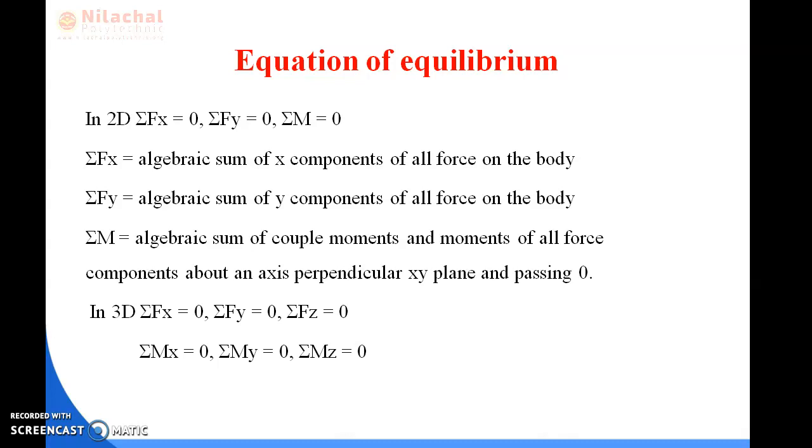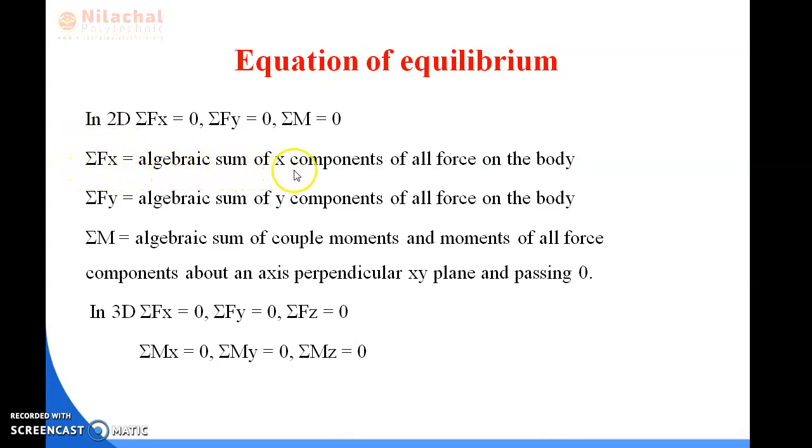In the two-dimensional situation, your equation of equilibrium is designated as: the summation of the force along the x-axis equal to 0, then the summation of the force along the y-axis equal to 0, and the third one is the summation of the moment in the x-y plane equal to 0. So there are three equations, which are known as the equations of equilibrium.